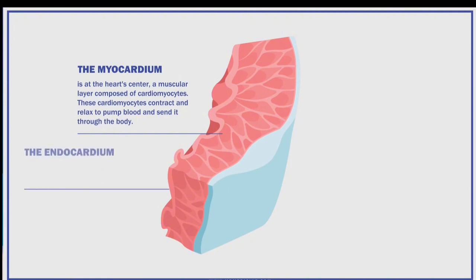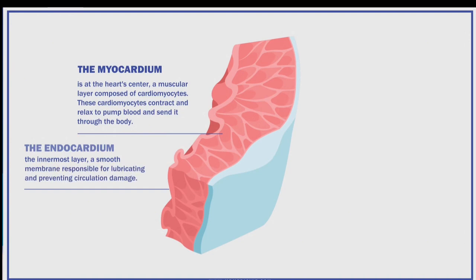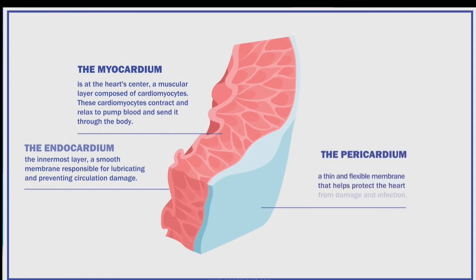The endocardium is the innermost layer, a smooth membrane responsible for lubricating and preventing circulation damage. The middle layer is the tunica media, composed of specialized muscle and elastic fibers. Finally, the outermost layer is the pericardium, a thin and flexible membrane that helps protect the heart from damage and infection.